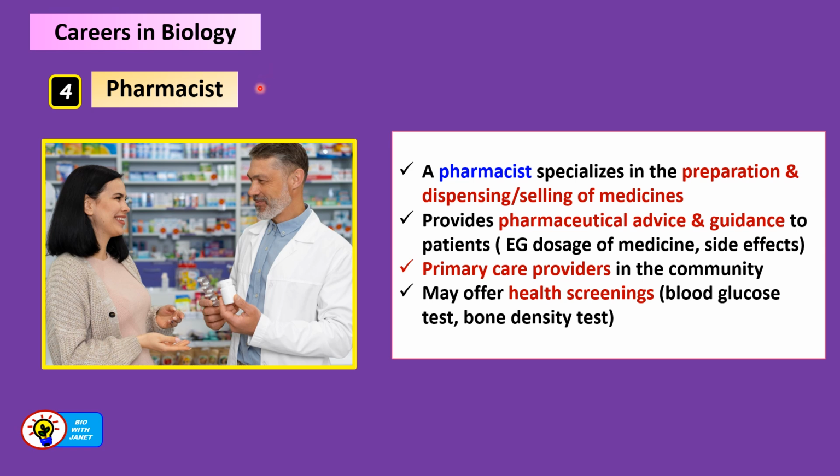Fourthly, another career in biology is the pharmacist, which is a popular choice among students. So a pharmacist specializes in the preparation and dispensing or selling of medicines, usually through a shop, okay, and they provide pharmaceutical advice and guidance to patients who are their clients. For example, they will inform the patients of the dosage of a certain medication and what are the side effects. So pharmacists are the primary care providers in the community, okay, other than doctors.